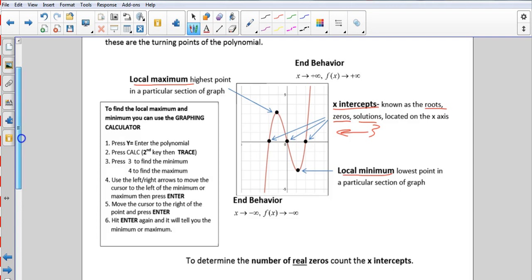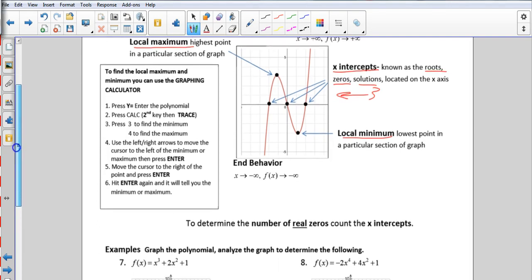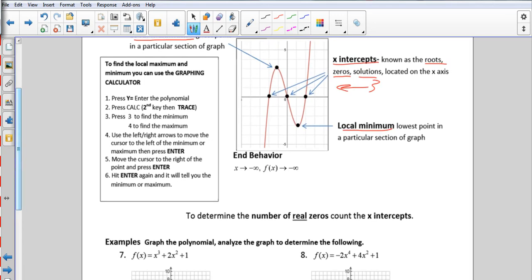Over here on the left, you have a little graphing calculator summary. You're going to be getting a more detailed one, but this is a quick summary of how to use the graphing calculator to do this, and we'll do more of this in class with a longer, more detailed handout. But the directions are right there. You can play around with it if you like.